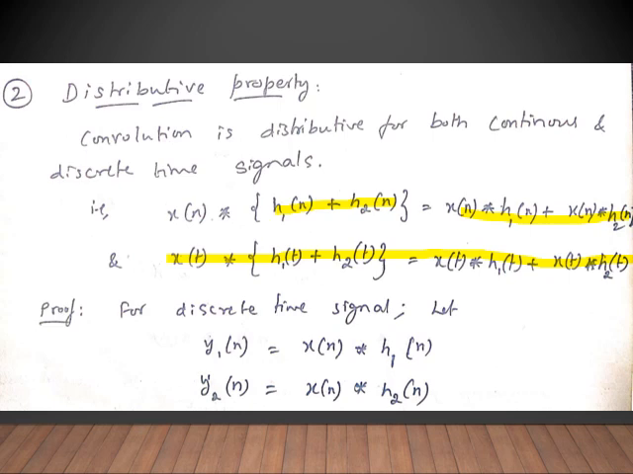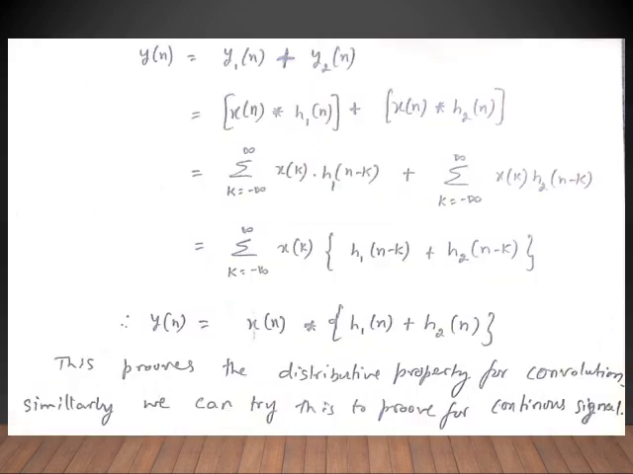So for the discrete time signal, if I consider the first condition, on the right hand side we have two sets: x of n convolved with h1 of n, which I take as y1 of n, and x of n convolved with h2 of n, which I take as y2 of n. So for the right hand side of the convolution condition in the discrete case, I have y1 of n and y2 of n.